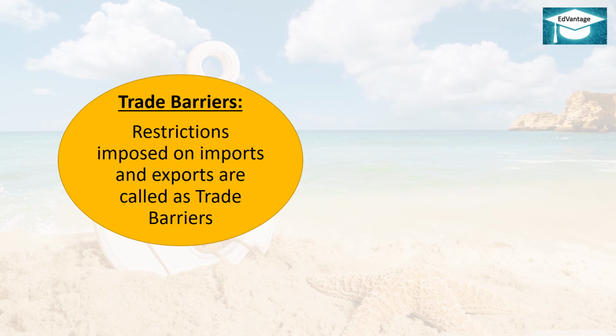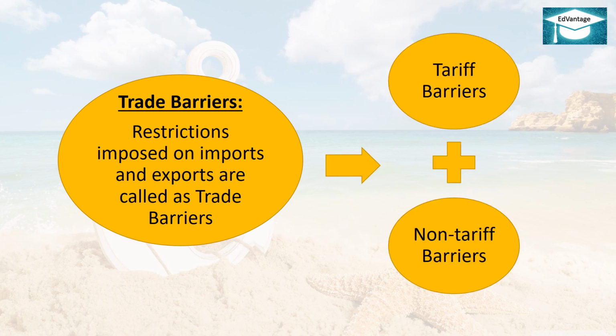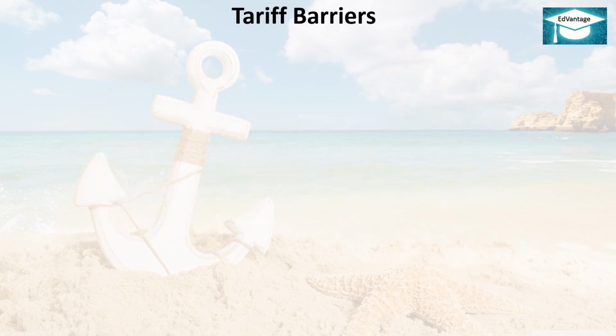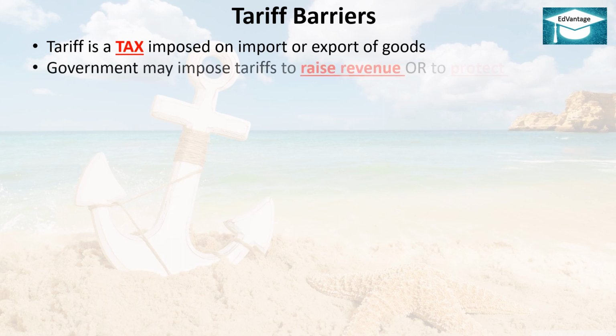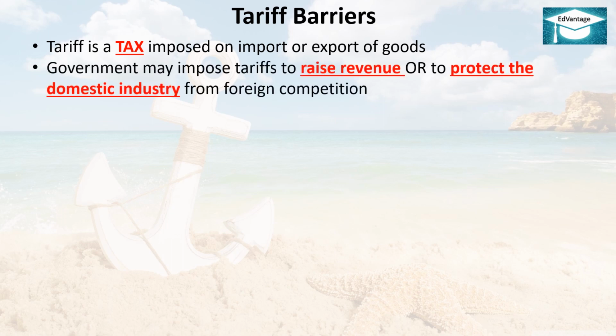Trade barriers are the restrictions imposed on imports and exports, for example, taxes and duties. Trade barriers are further divided into tariff barriers and non-tariff barriers. What are tariff barriers? Tariff is a tax imposed on import or export of goods. Government may impose tariffs to raise revenue or to protect the domestic industry from foreign competition. For example, when government imposes anti-dumping duty on Chinese products imported in India.